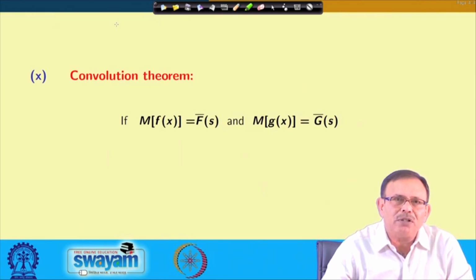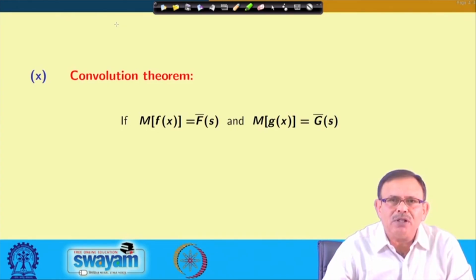The next one is the convolution theorem. If the Mellin transform of f(x) is f bar s and the Mellin transform of g(x) is g bar s, because as you know, for the convolution which we have done for the Laplace transform and for the Fourier transform, we require two functions f(x) and g(x).